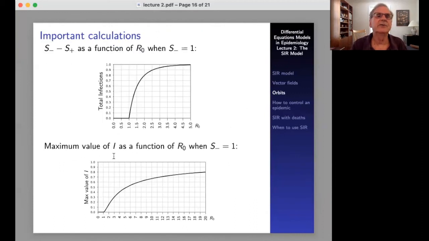The maximum value of I is a function of R naught when S minus equals 1. So you only really get something interesting when R naught is bigger than 1. It gradually increases. I just calculated it for R naught up to 20. Let's take a look at R naught equals 3, a good reasonable estimate for COVID. What you end up with is 0.3.